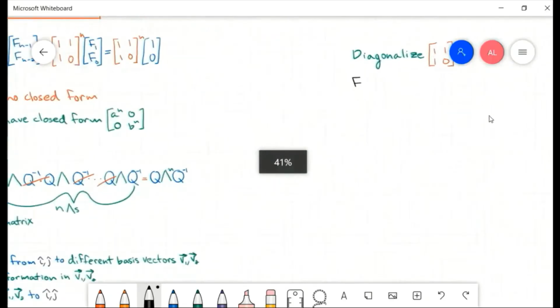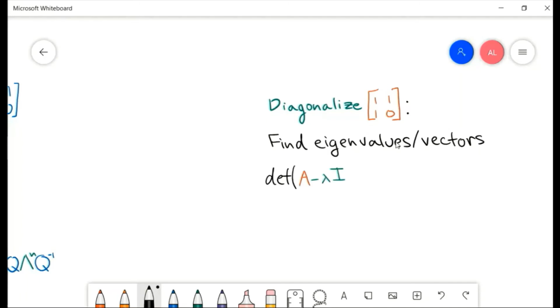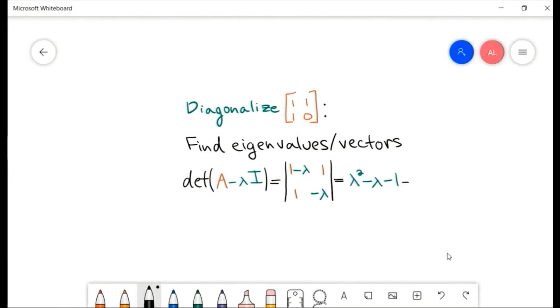Now we will diagonalize the Fibonacci transformation matrix [[1,1],[1,0]]. So our first step is to find the eigenvectors and eigenvalues. First we say the determinant of A minus lambda I is equal to 0, and the determinant of A minus lambda I is this right here. After evaluating the 2 by 2 determinant, we get lambda squared minus lambda minus 1. And notice that we want this to be equal to 0.